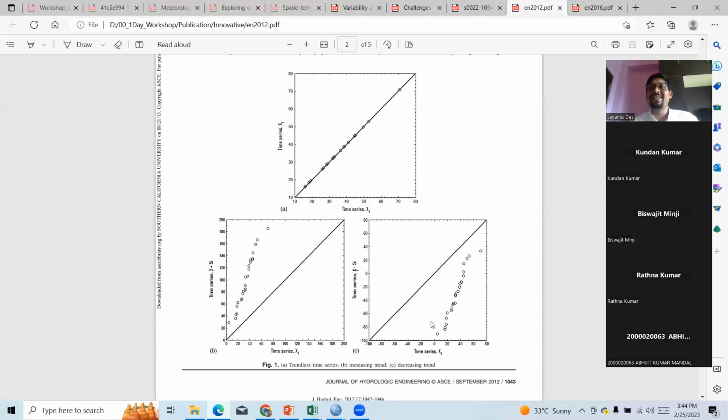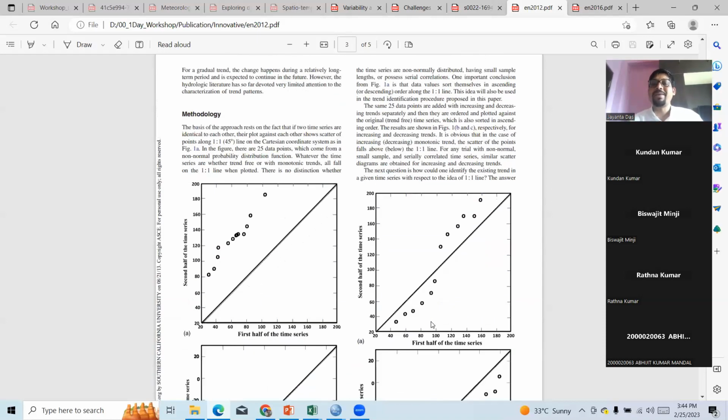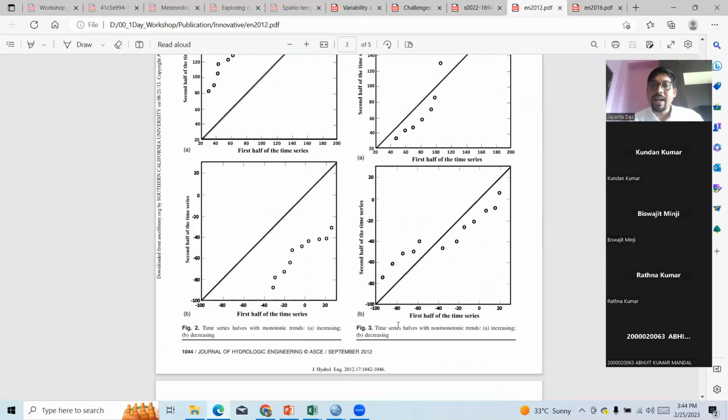But in reality, is it possible? The answer is, it is not possible every time. Sometimes it may happen like this, sometimes like this also. See this one. This is a decreasing trend. Obviously, this is a decreasing trend, then it is an increasing trend. In another case, it is an increasing trend, then a decreasing trend. Now see, this is a time series having a non-monotonic trend.